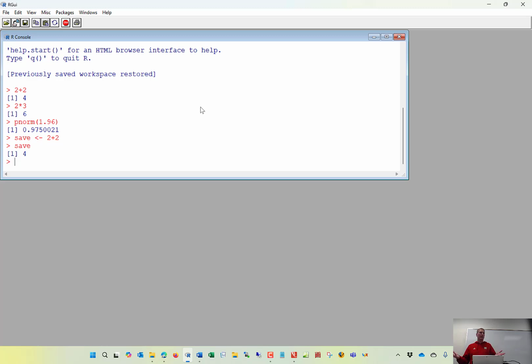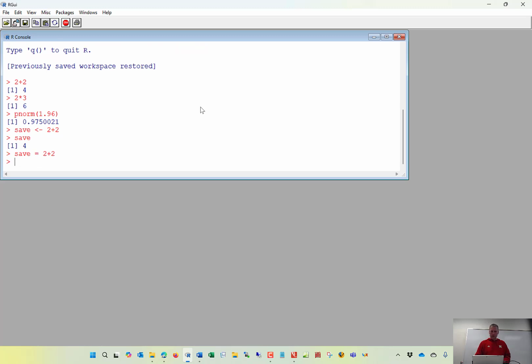I can use it for future use for some reason if I wanted to. Now you can also use an equal sign as well. The standard typically is still the less than dash, even though it's one extra little keystroke. But there are some people, a minority, who prefer using an equal sign. You see that more in other languages.